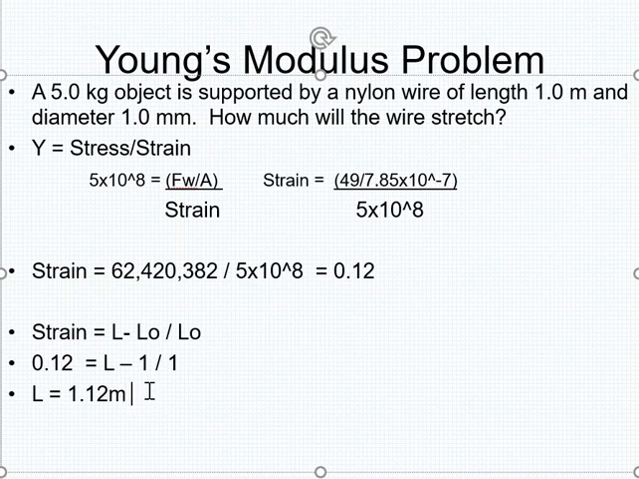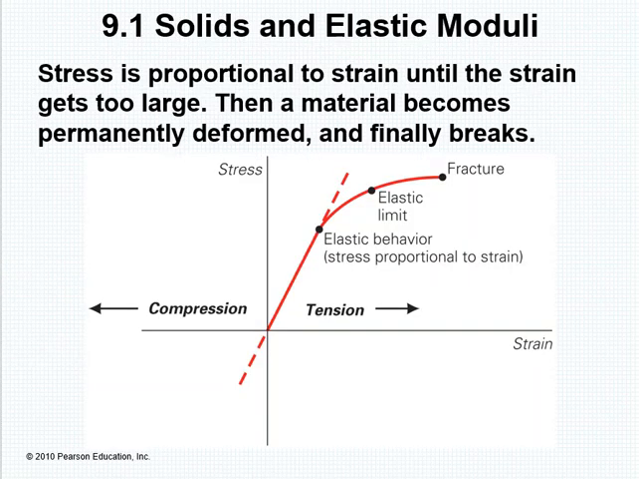So how much was it stretched? It turned out to be 0.12 meters. Now that only works out to be exactly the same thing as the strain because we're using ones here. If we used other numbers, the strain wouldn't end up being that exact same number. Let's move on. Solids and elastic modulus.